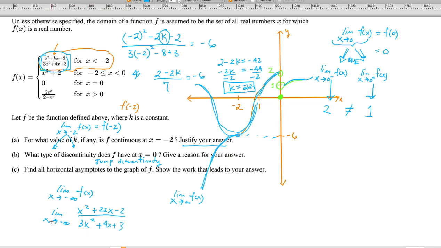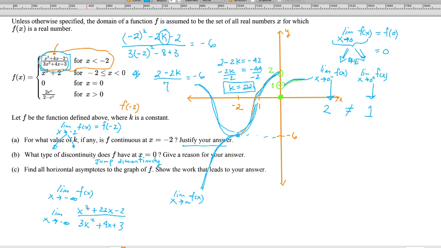Basically, the limit as x goes to positive infinity or negative infinity for a rational function, which is the division of 2 polynomials, with a polynomial on top and a polynomial on the bottom, depends on the degrees. If the degree of the exponent on the top is greater than the highest exponent on the bottom, right? The highest exponent here on top is 2. The highest exponent on the bottom is 2.